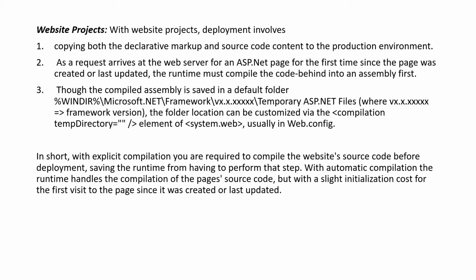In short, with explicit compilation, you are required to compile the source code before deployment, that is in the case of web application projects, saving the runtime from having to perform that step. With automatic compilation in website projects, the runtime handles the compilation of the page's source code, but with a slight initialization cost for the first visit to the page since it was created or last updated.